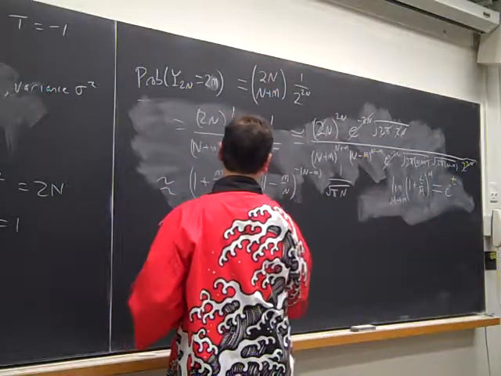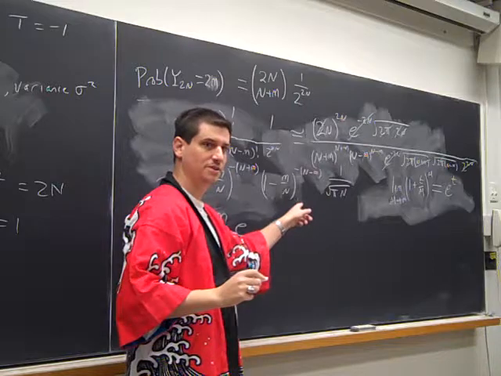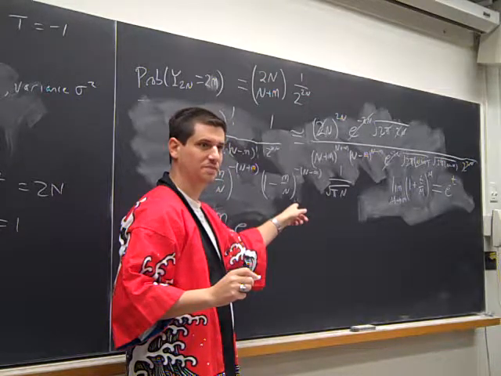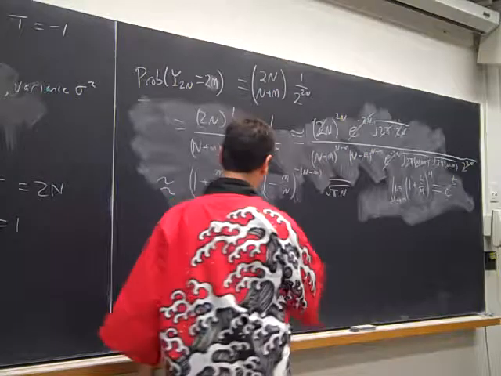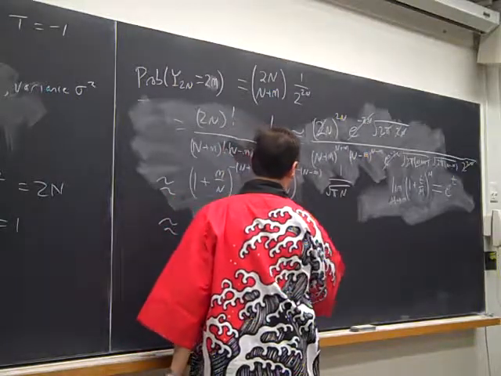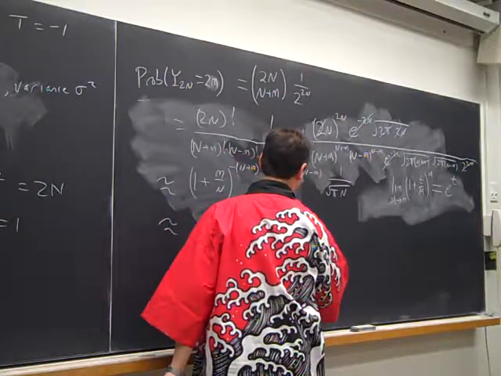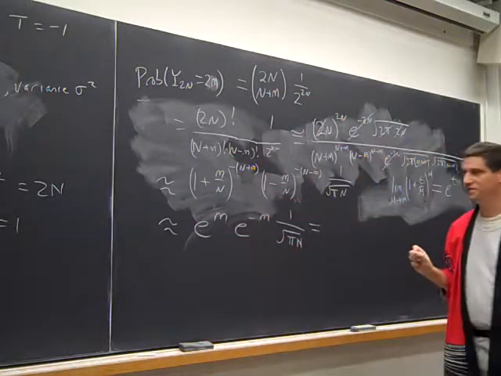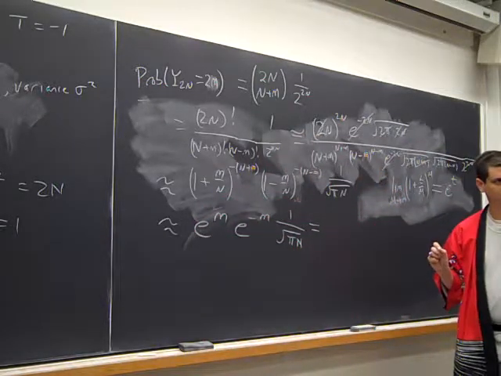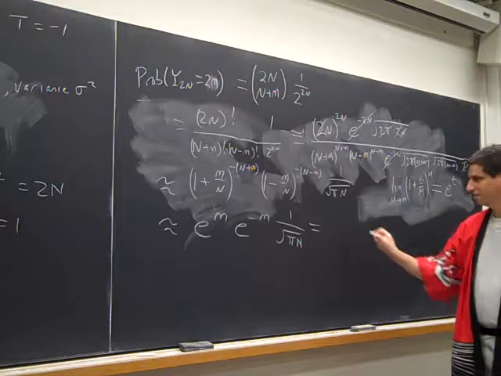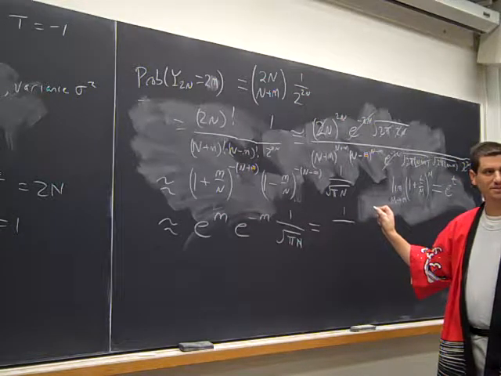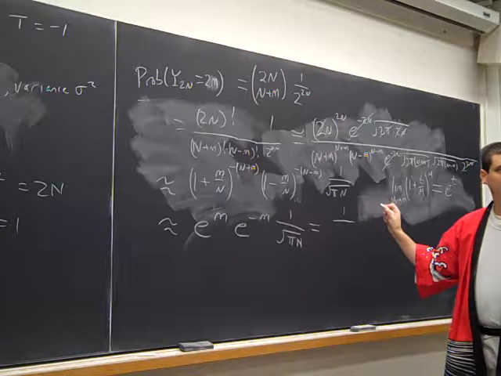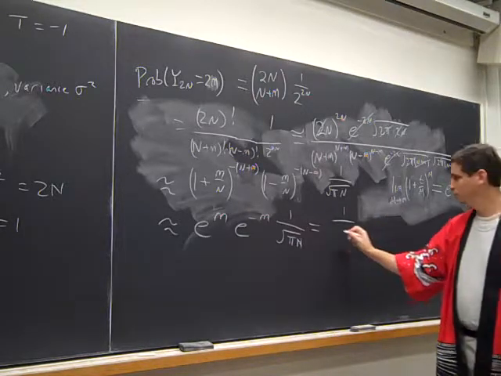And what does the next term go to? e to the minus m. And 1 over square root of pi n. And after I do some algebra, what does this become? Root pi n. Yeah, 1 over root pi n.